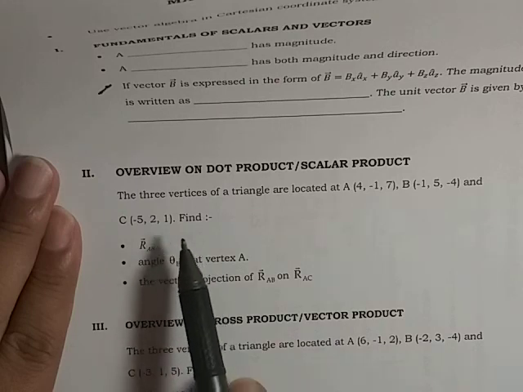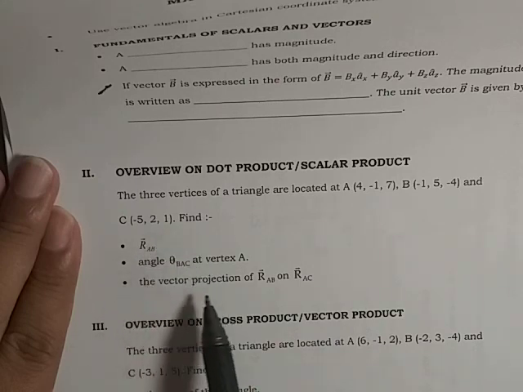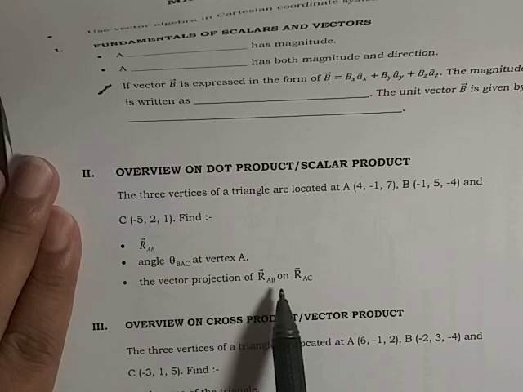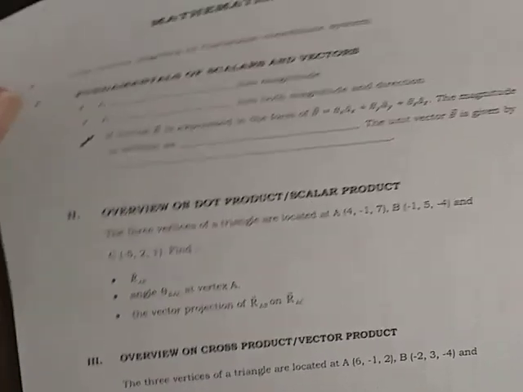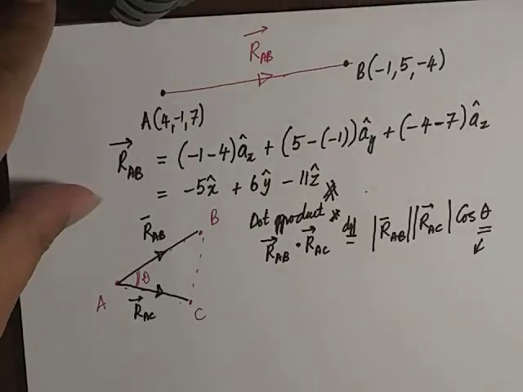Okay, what the question asks us to do now is find the vector projection of R_AB on R_AC. Okay, R_AB on R_AC.